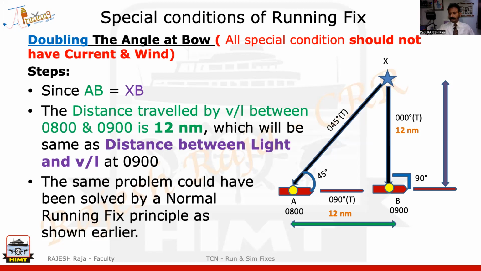The same problem could have been done by the normal running fix method also, as we have seen earlier. I can club that diagram here also. Let us say I start from this point, plot my 12 nautical miles, arrive at a different point, 12 nautical miles. I retransfer my first position line, which is here, the transferred PL. You will see, you will get exactly the same answers. So, as I said, this question can be solved by both methods, but there are slight advantages of going by doubling of angle, provided you don't have current and wind.